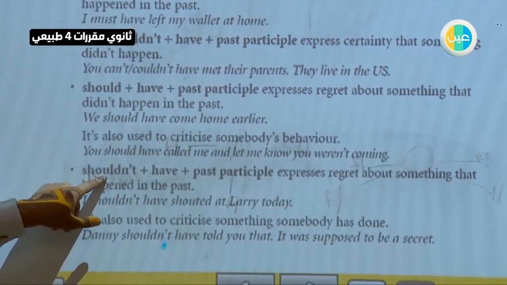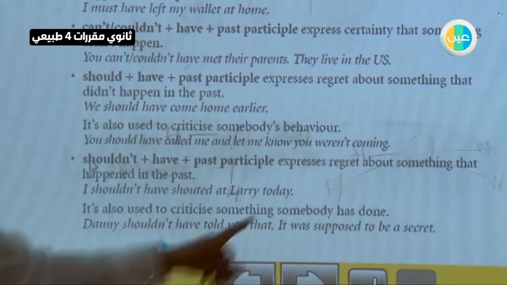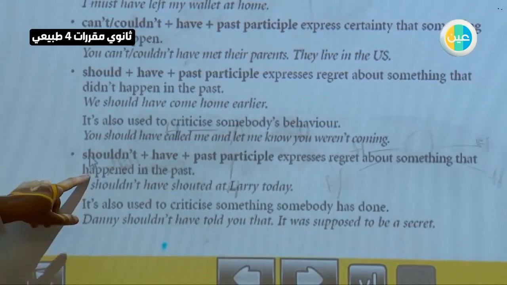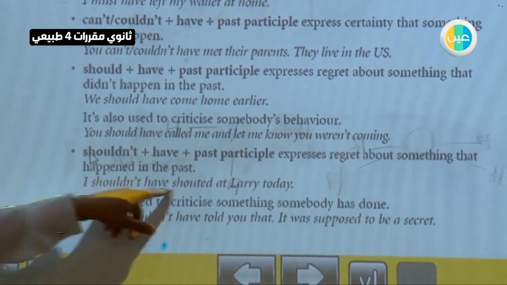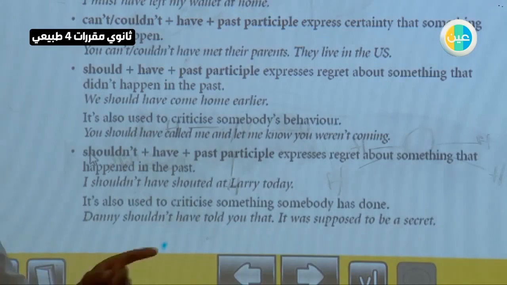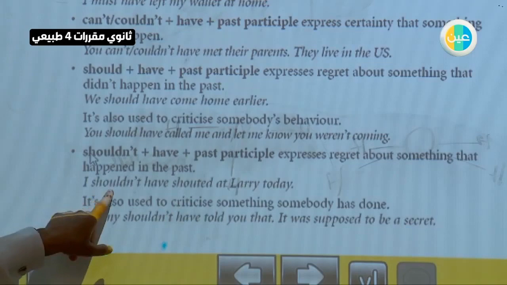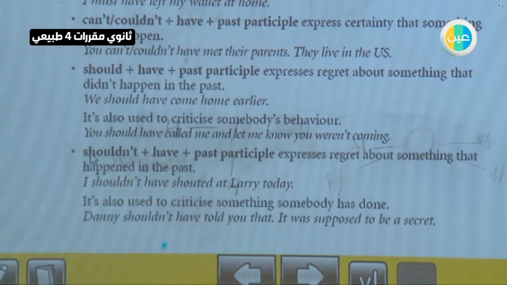What about shouldn't plus have plus past participle? That also expresses regret about something that happened in the past. This has already happened. I shouldn't have shouted at Larry today. So I shouted at him. I said, look, you shouldn't have done that. But now I regret that. I shouldn't have said that to him. I shouldn't have shouted at Larry today.